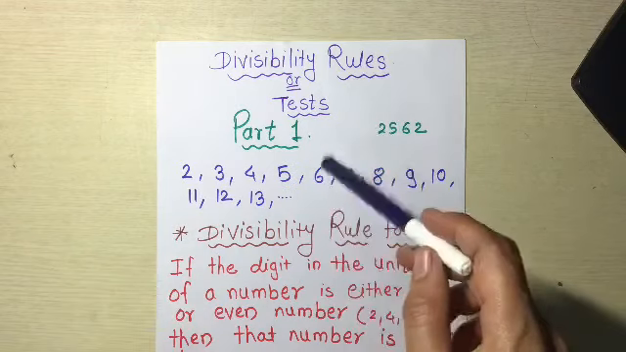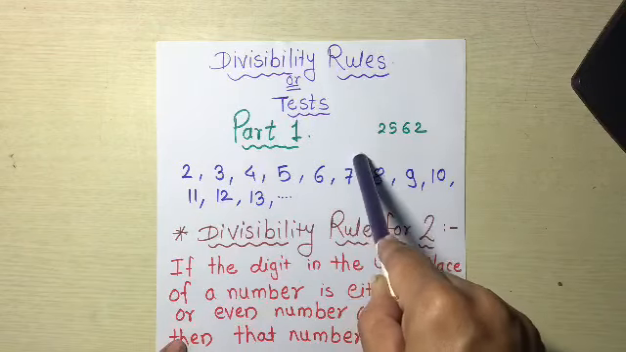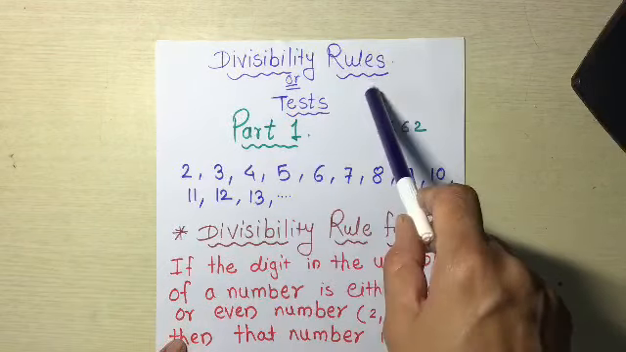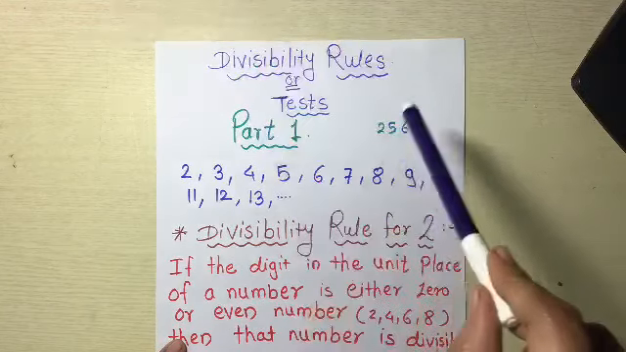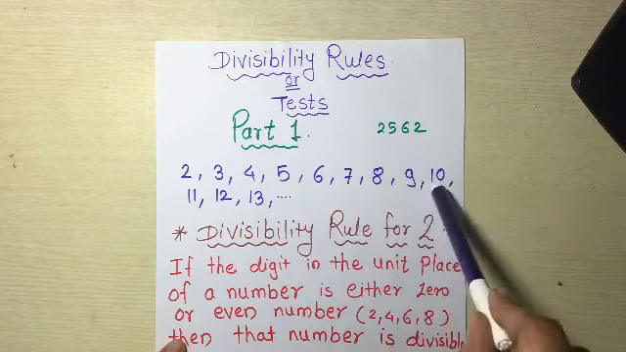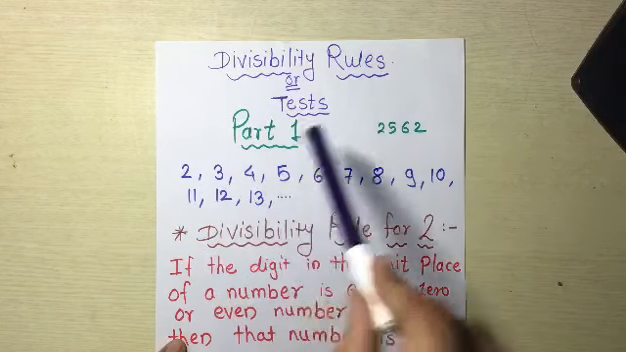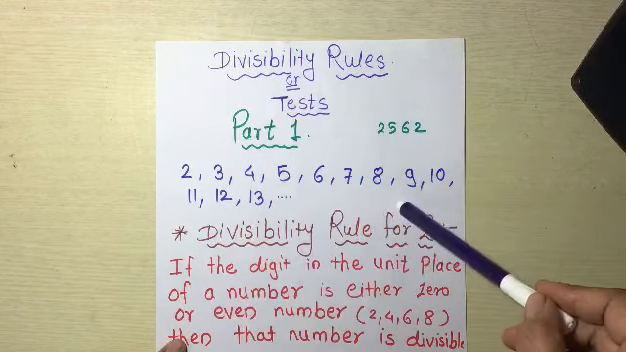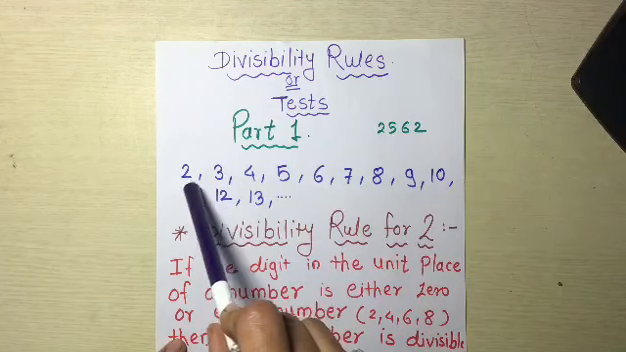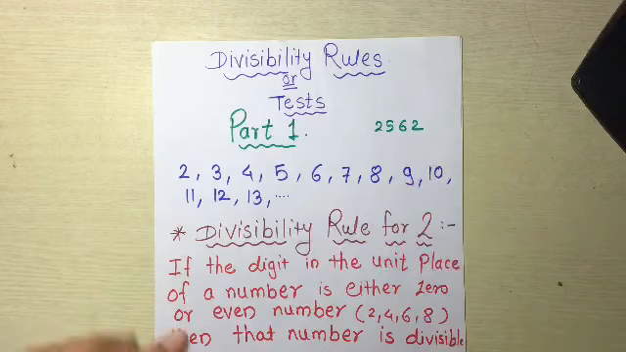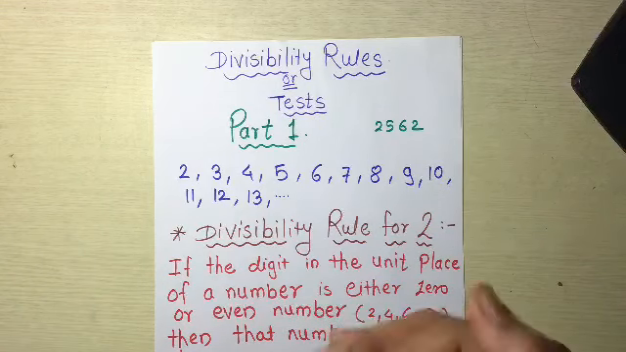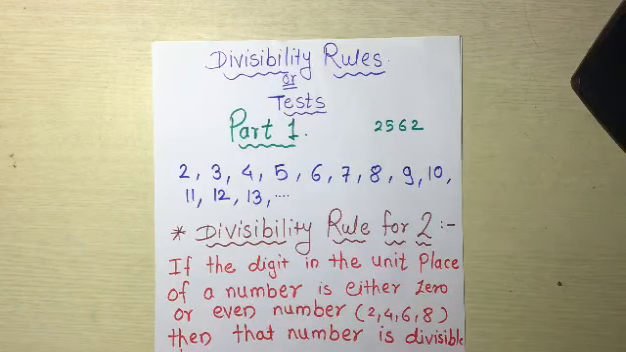Namaste. Today we will learn in this video about divisibility rules or tests. This is our part 1 video. See these numbers. These are some numbers whose divisibility tests we should know. Those numbers are 2, 3, 4, 5, 6, 7, 8, 9, 10, 11, 12, 13 like that. Means हमें नंबर्स के डिविजिबिलिटी रूल्स पता होने चाहिए.